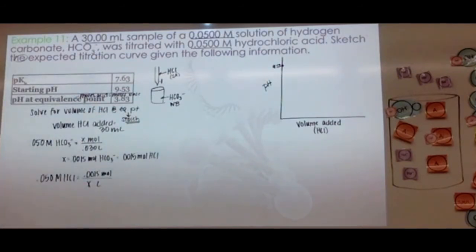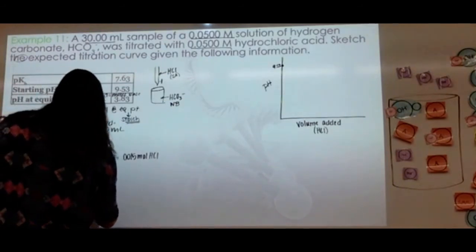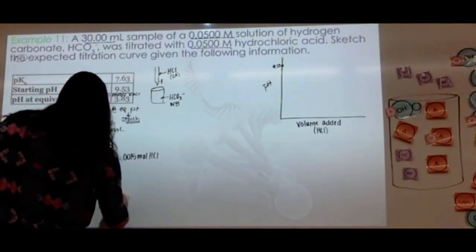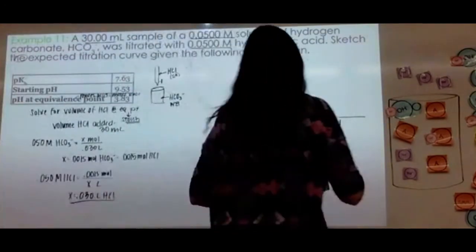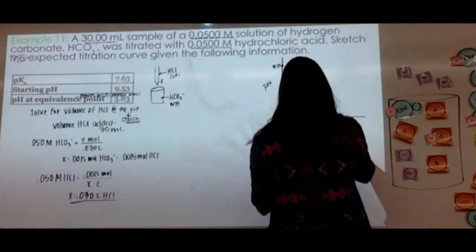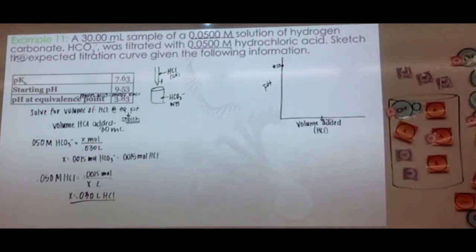And I could solve for liters. I find that it takes 0.03 liters of HCl to reach the equivalence point. So that's important because I can say that this is 30 milliliters. And you might say, well, why is that important?